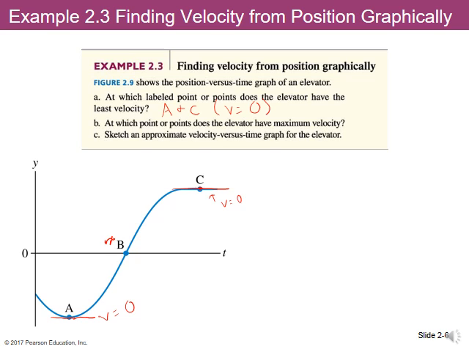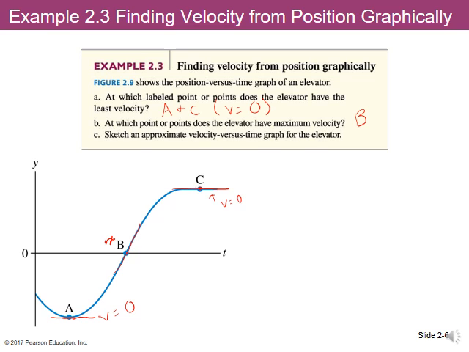At which point does it have the biggest velocity? Well, that's going to be right here. If we draw a tangent line there, we see that that is the steepest slope that we're going to have. It is less steep before you get to B, and it becomes less steep again after you leave B and go towards C.